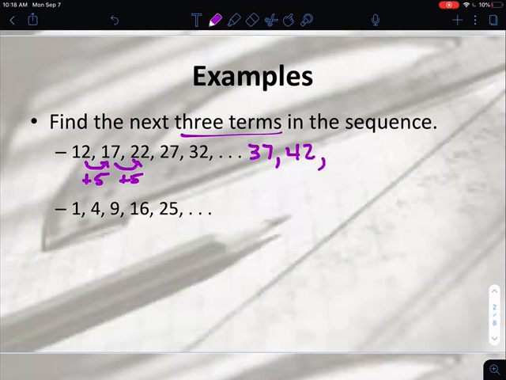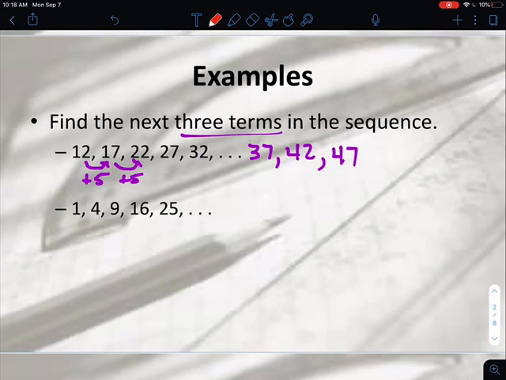So my next term would be 37. Add 5 again would be 42. Add 5 again would be 47. So those would be the next 3 terms in the sequence based off the pattern we observe. In the second example, we go 1, 4, 9, 16, 25.